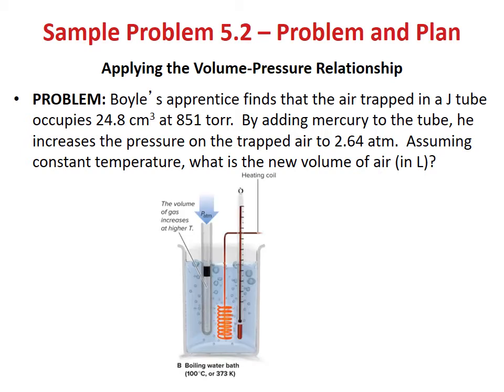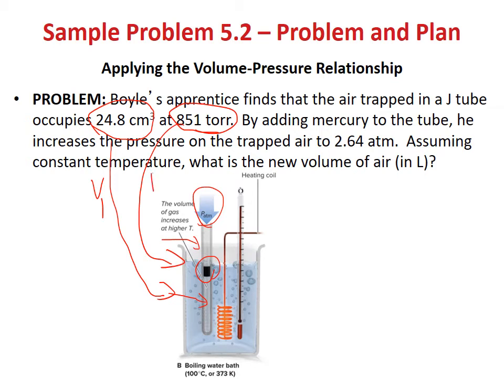Here is the setup for the Boyle's experiment. And this is the straight glass tube with trapped air inside. Initially, the volume is 24.8. So this is the initial volume, V1. And pressure equals the atmosphere plus the mercury plug. So this added together, initially, that's P1. So P1 is 851 torr.